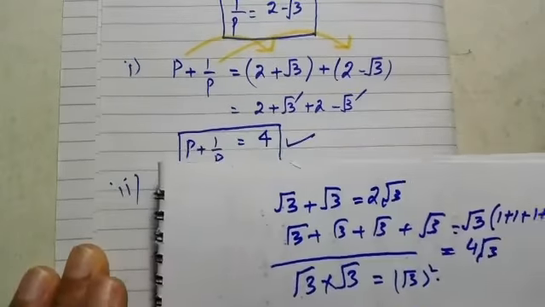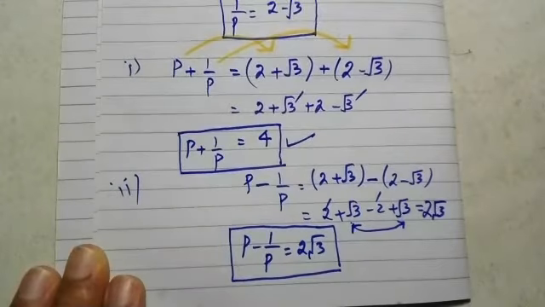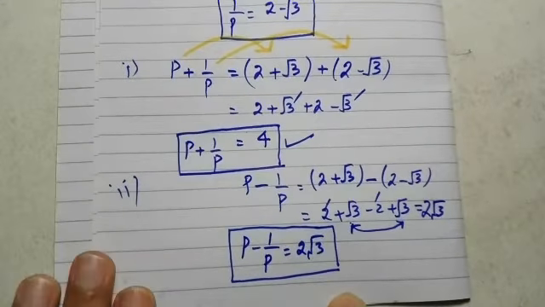Yes, anything else? Okay, the next part, students, next part. Third part of this question. This is p square plus 1 over p square.